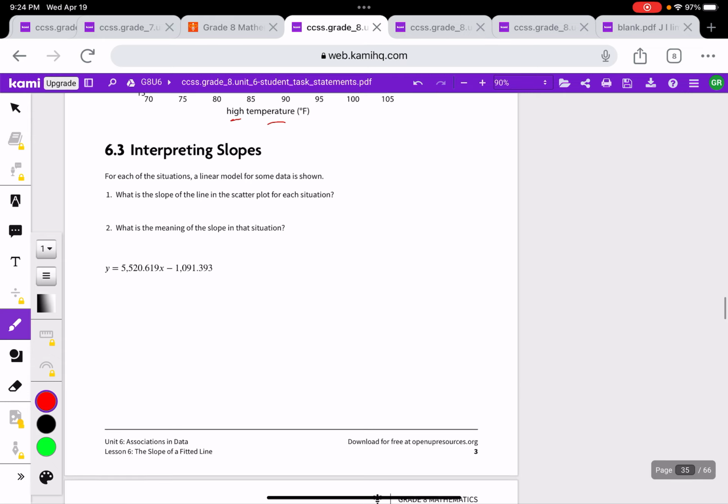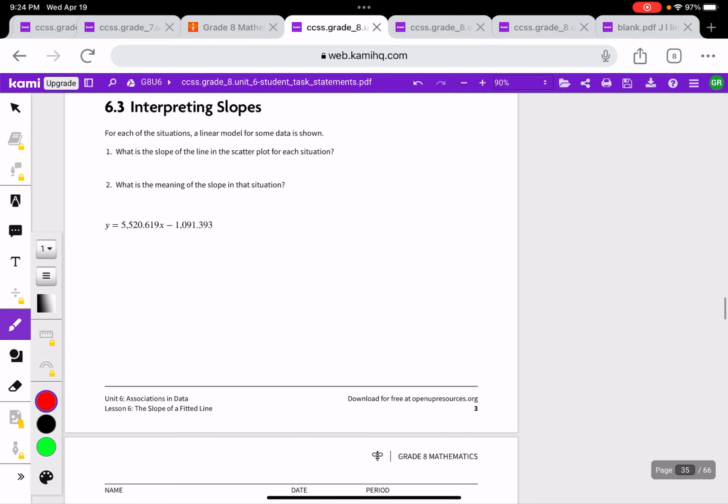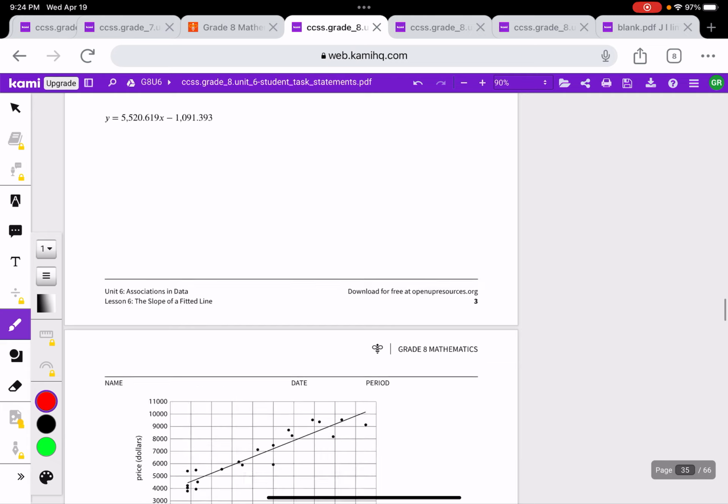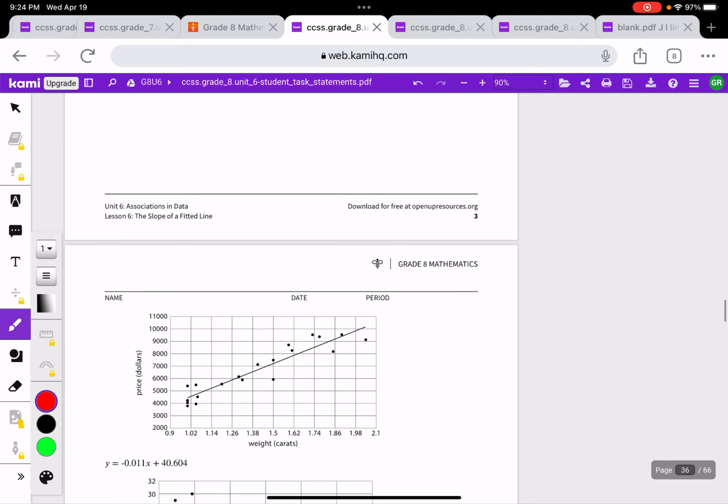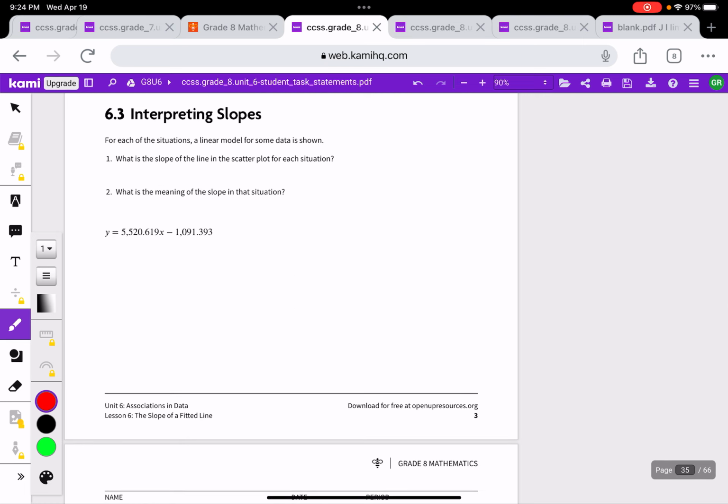Now, for the real meat and bones of the lesson, interpreting slopes. For each of the situations, a linear model for some data is shown. A linear means a straight line. So notice there's a bunch of dots, but they went ahead and made a model, a straight line. What is the slope of the line? And then 2, what does the slope even mean? That's always the most important thing. What does it even mean?